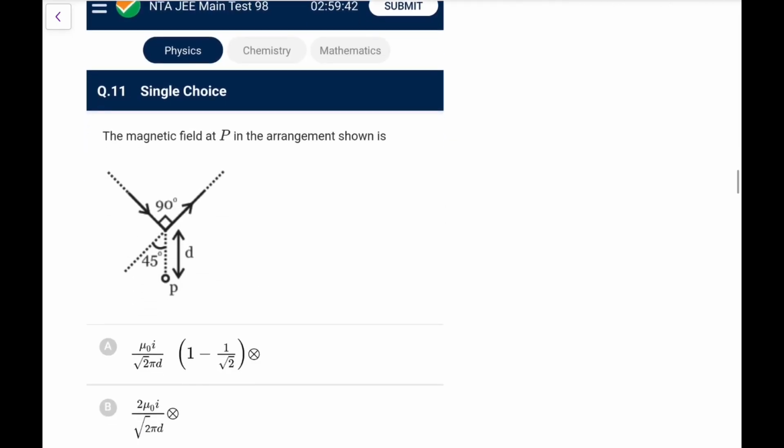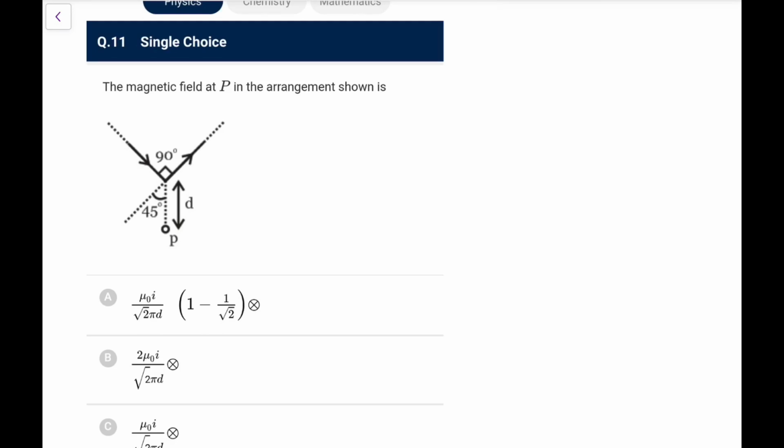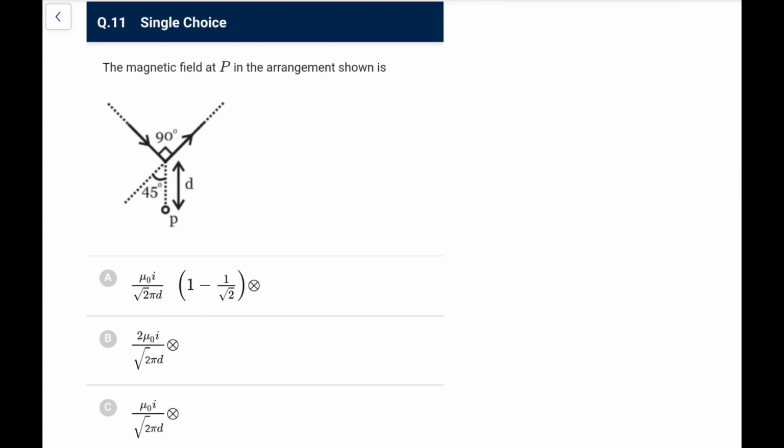Next, the magnetic field at P in the arrangement shown is, let me check where is P. Okay, so how we can find out this? So what we can do here, we will calculate the magnetic field due to both. Let's say this is 1, this is 2. Because of 1, if you check, the direction would be downwards. Because of 2 will also be downwards.